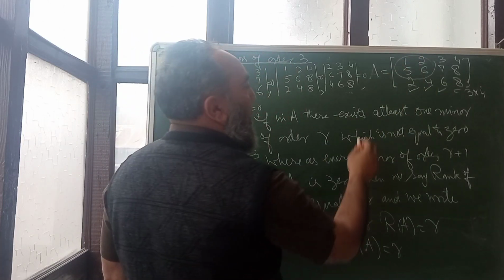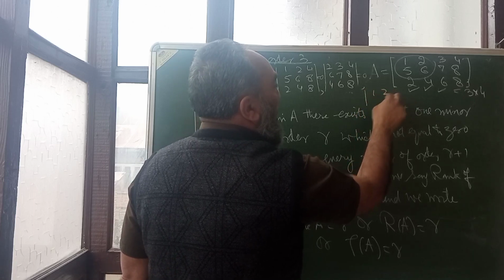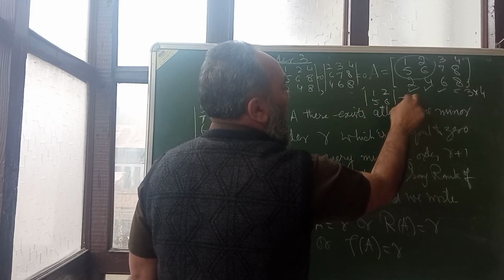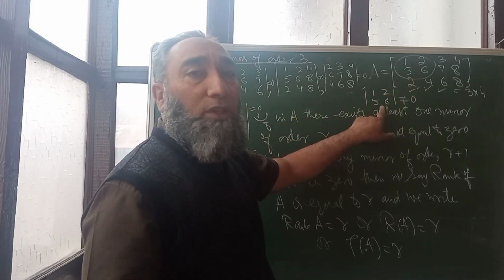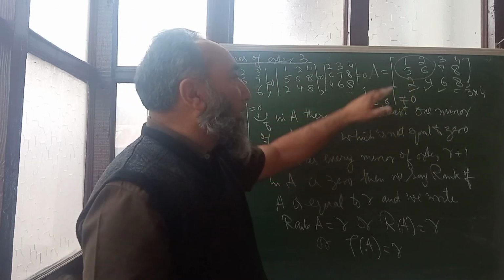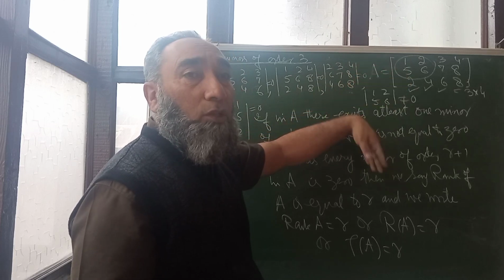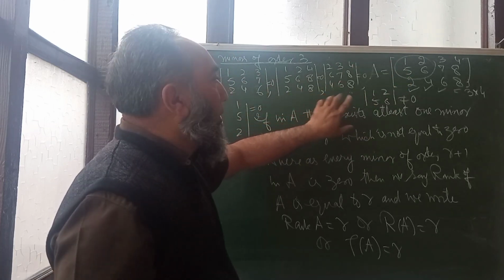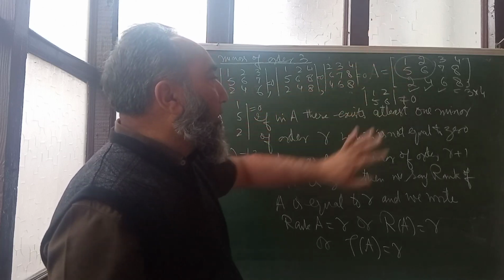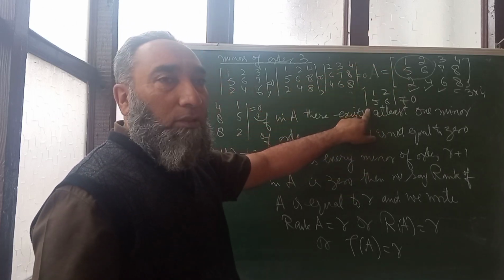Its value is what? 1, 2, 5, 6. This is non-zero. So there is at least one minor of order 2 which is not equal to 0, whereas every minor of order r plus 1, meaning 2 plus 1, which is 3, is 0. 4 also is 0, or doesn't exist. So we say rank of A is 2.